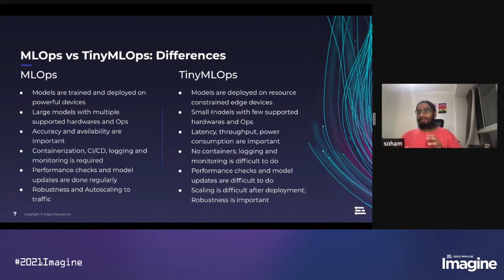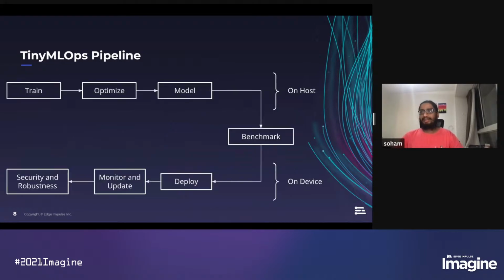Okay, so now that we know what the differences and the similarities are, I want to talk about a standard tiny MLOps pipeline. This pipeline has components which are different from what a standard MLOps pipeline has. How we collect data and how we pre-process it for training our models is going to be almost the same for MLOps as it will be for tiny MLOps. So we haven't really added that here.